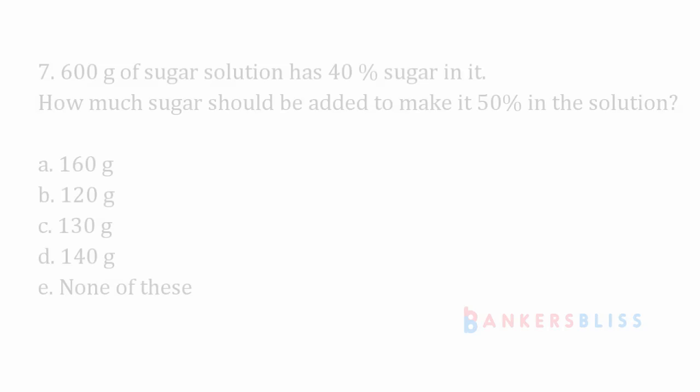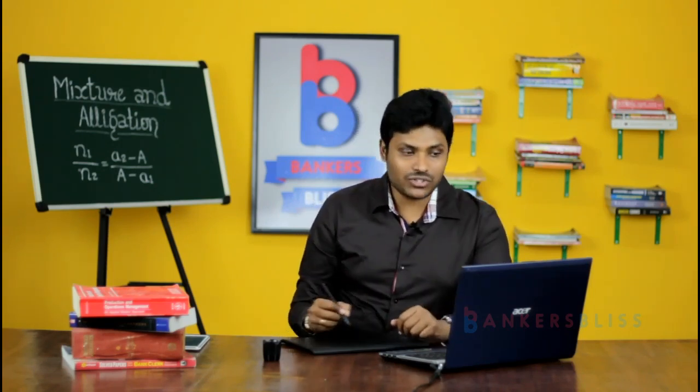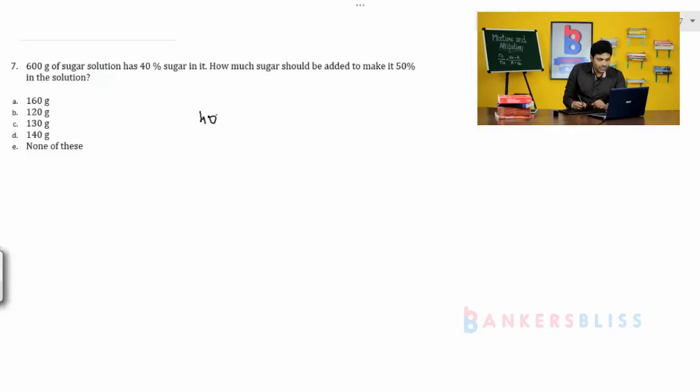Problem number 7. 600 gram of sugar solution has 40% sugar in it. How much sugar should be added to make it 50% in the solution? See, we cannot go with the previous formula we have used. Directly you go through the concept. 600 gram of sugar solution, 40% sugar in it means 40% of 600, that is 240. So now 240 divided by 600, that is the present condition.